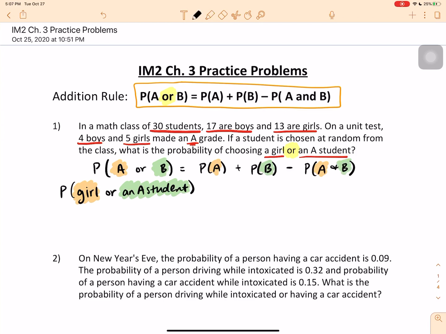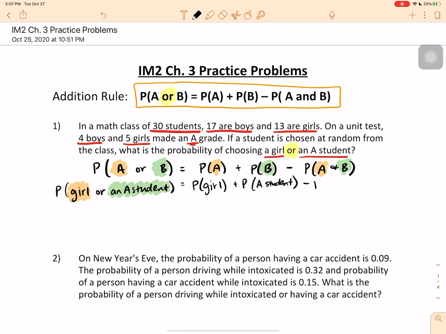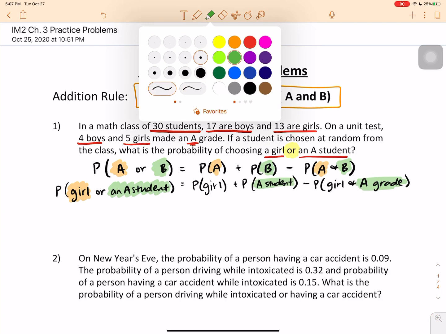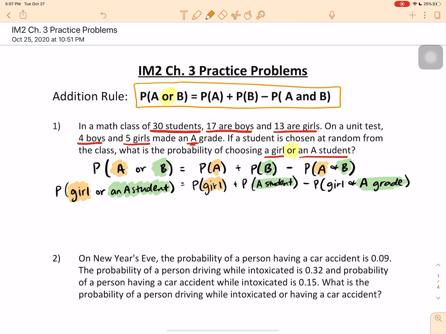What we need to do here is add the probability of choosing a girl plus the probability of an A student, grade A, minus the probability of a girl and an A. So basically a girl who got an A on her test. Let me highlight those. The B's were all green here. Or an A student, an A grade, right? So that's an A on the test.